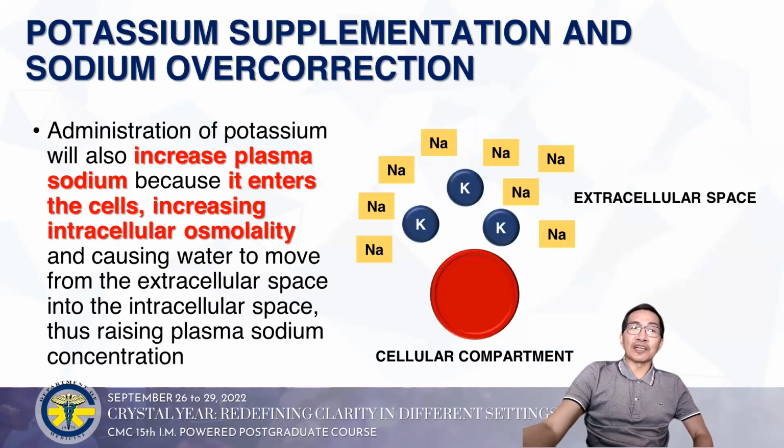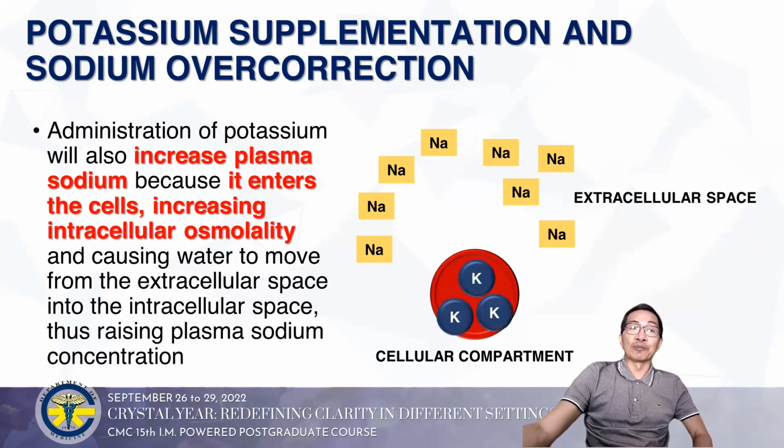We mentioned earlier that potassium supplementation is a problem in terms of sodium overcorrection. Why is this so? Administration of potassium will increase plasma sodium because it enters the cells, increasing the intracellular osmolality. And hence, that causes water to move from the extracellular space into the intracellular space, thus raising the plasma sodium concentration by way of potassium supplementation.